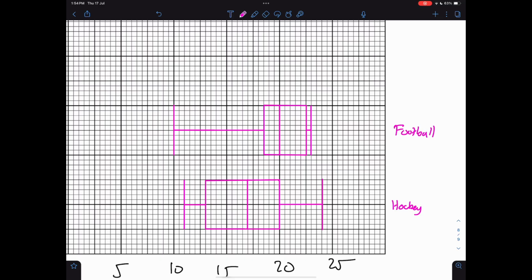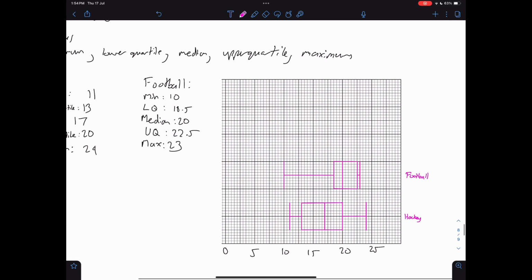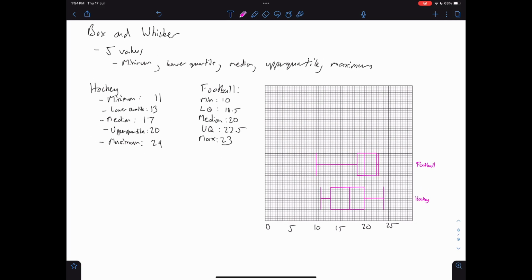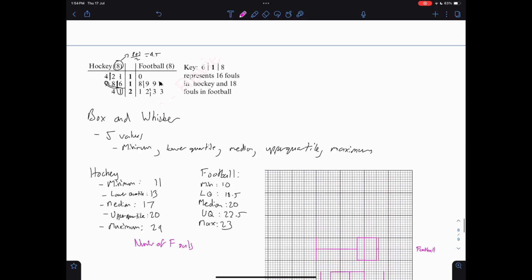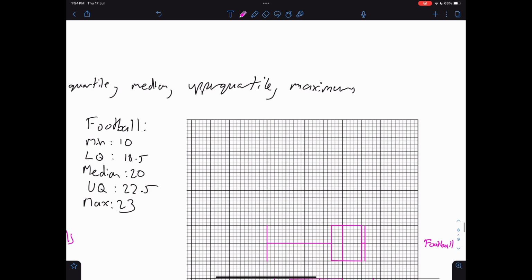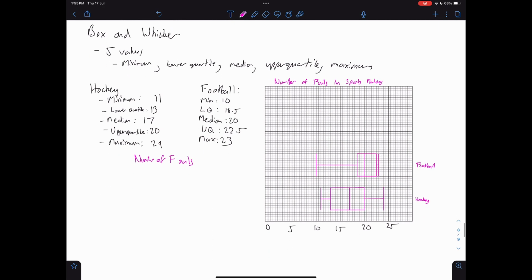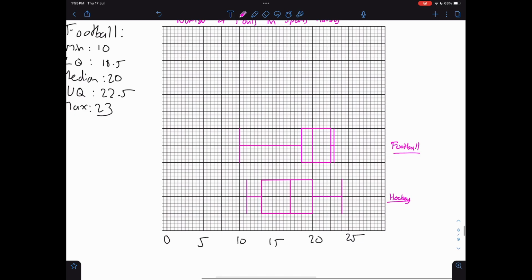And we should give this a title. We would say, in the context of this, could be like number of fouls. Yeah, see it's number of fouls. So you'd write number of fouls in sports matches. And this is important to label if you've got more than one box and whisker plot.